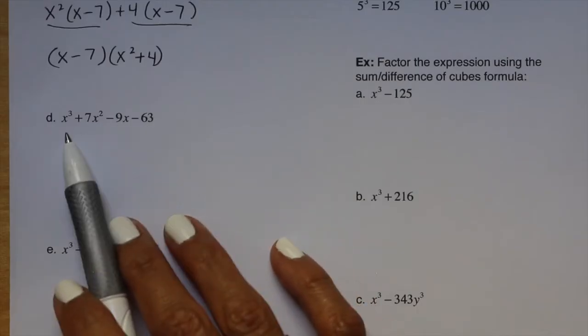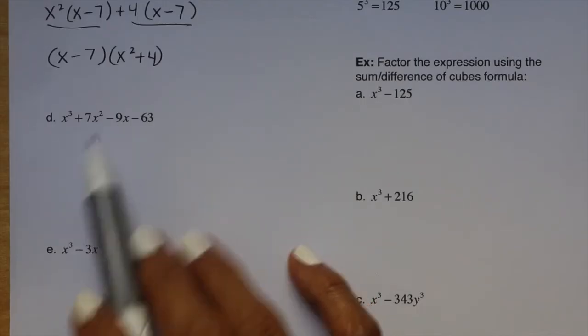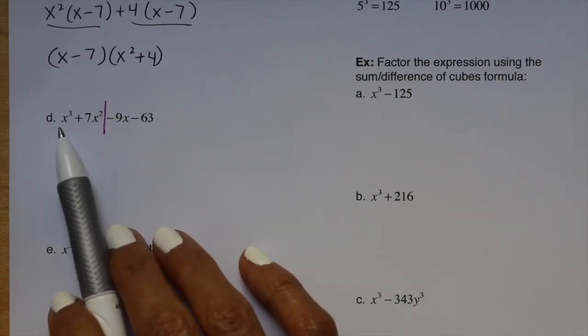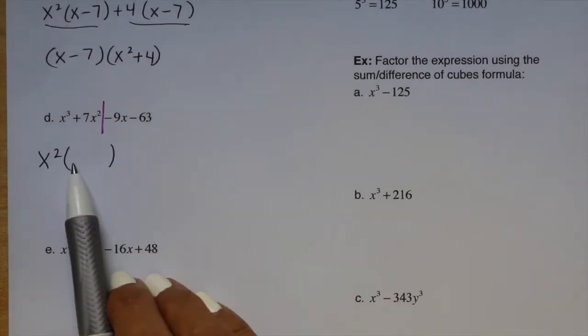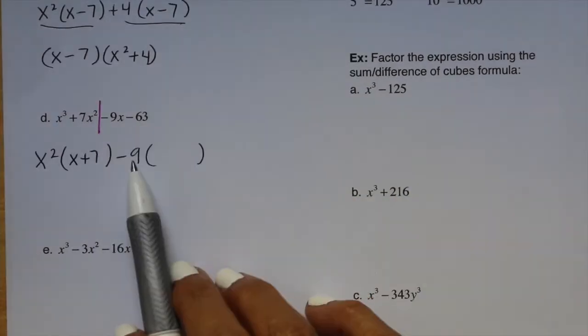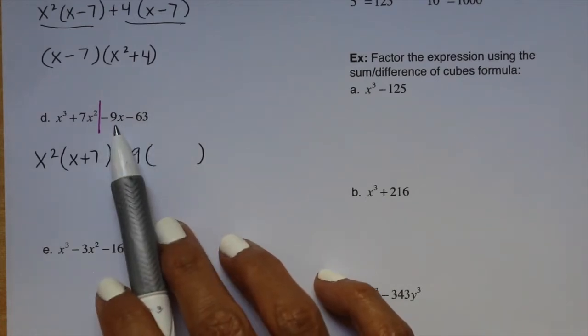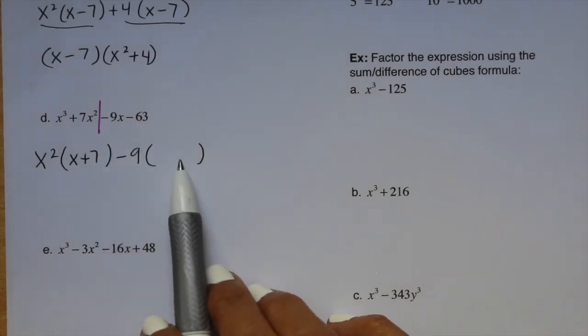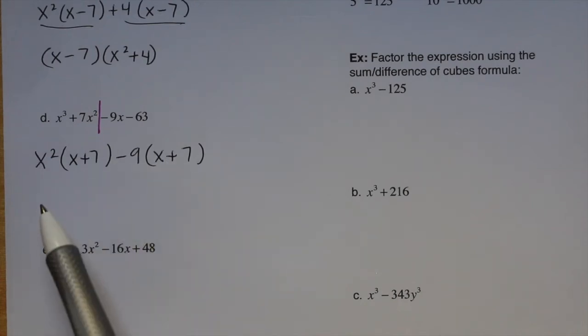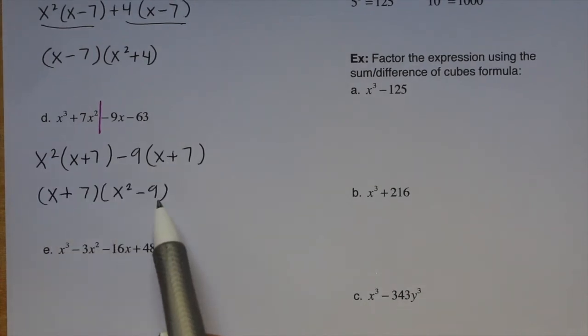For this next example, we're going to do the same thing. We're going to split it down the middle. Make sure when you split it, you leave this negative with the 9. So for these first two terms, we're going to factor out x squared, and then you're left with x plus 7. Over here, we're going to factor out negative 9. And when you factor out a negative 9 from both terms, you're also left with x plus 7. At this point, you can see that the x plus 7s can come out to the very front, and then you're left with x squared minus 9.